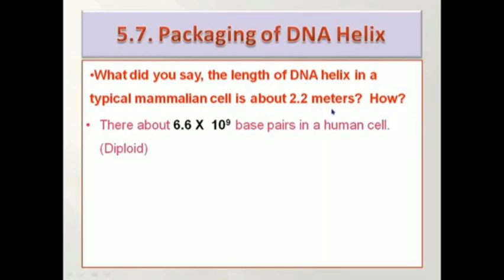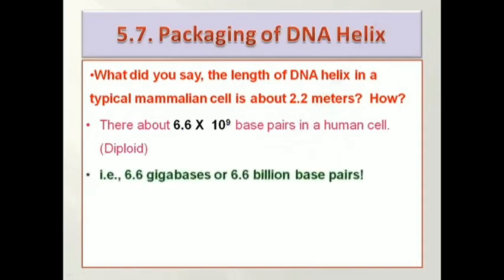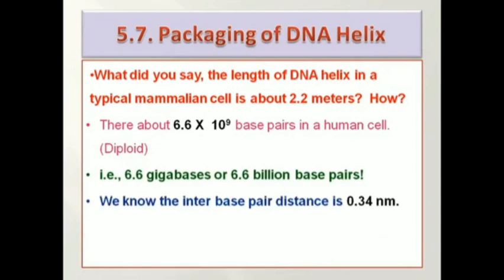There are about 6.6 × 10^9 base pairs in a human cell. The human cell is diploid and it consists of 6.6 gigabases, or 6.6 billion base pairs. We know that the interbase pair distance is 0.34 nanometer. What is interbase pair distance? The distance between two consecutive base pairs.